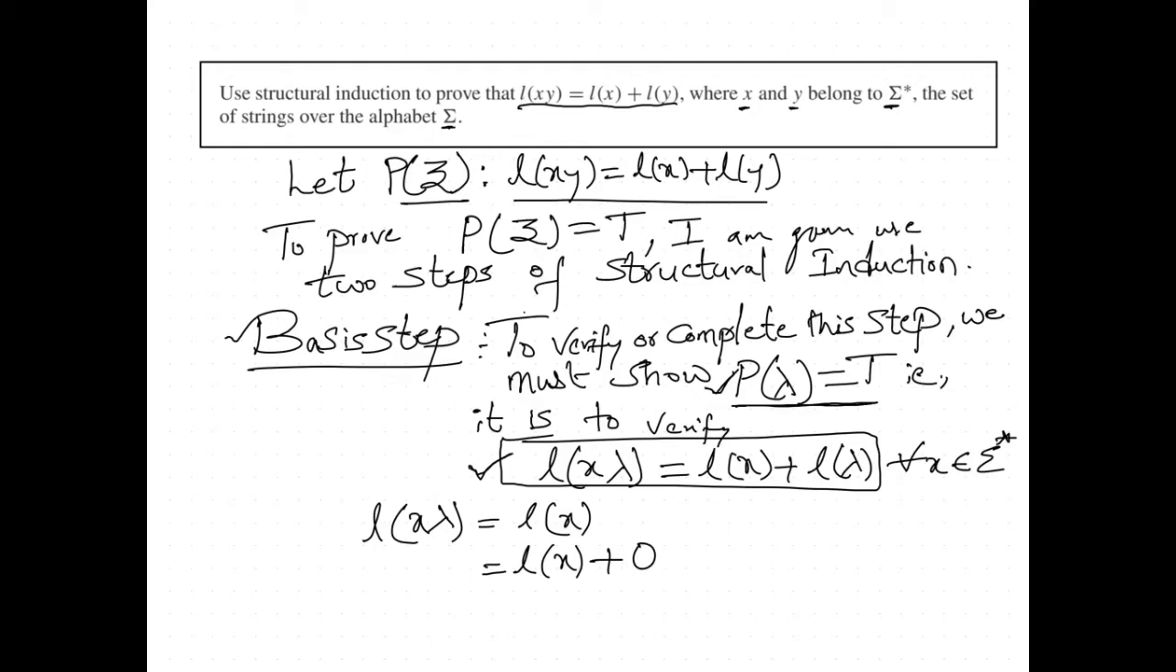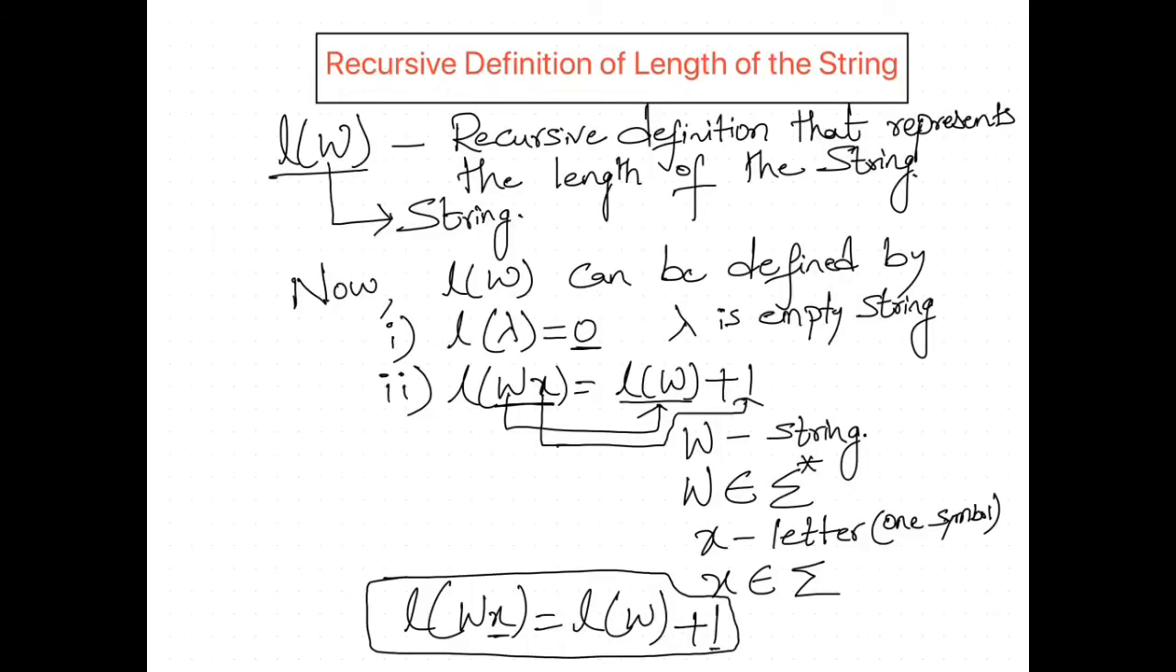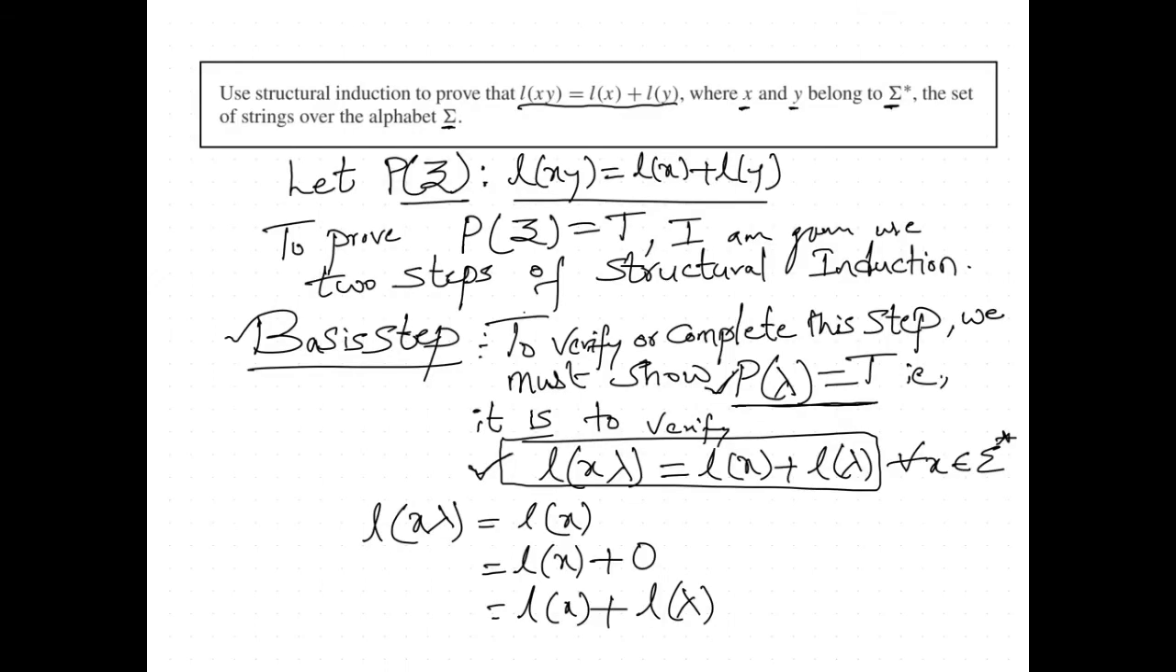Can I write that? Yes. Now, instead of 0, can I write L of lambda? Because in the earlier recursive definition of the length of a string, L of lambda is equal to 0, right? So that's why, instead of 0, I am replacing it with L of lambda. So now you see here L of x lambda is equal to L of x plus L of lambda.